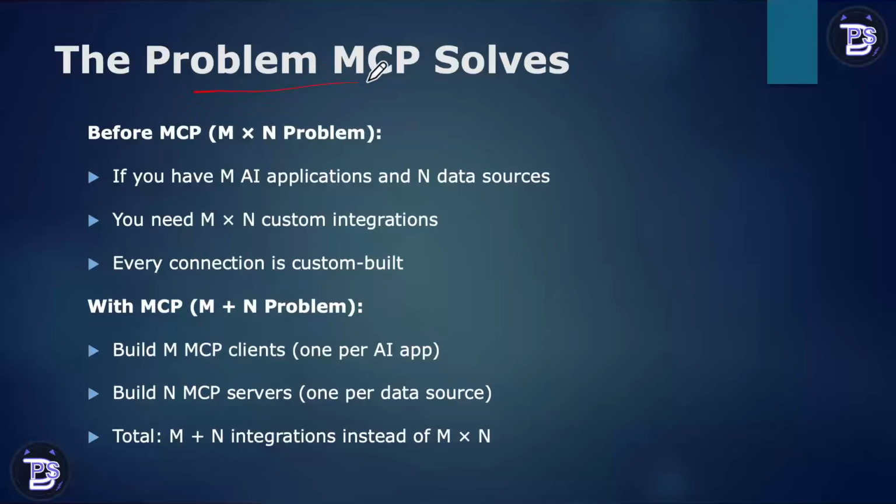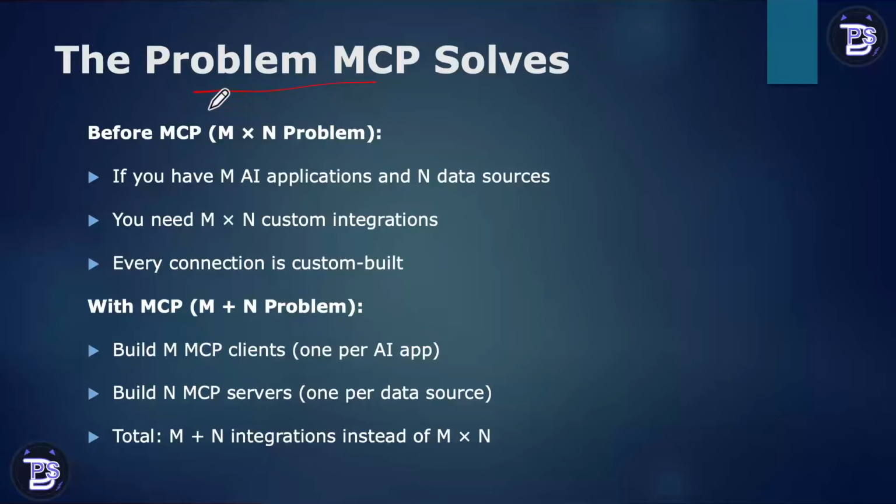What is the problem that we had before MCP came into the picture? Because we have been hearing the term AI, we have been hearing RAG, we have been hearing AI agents. But what exactly was the problem with those agents and why did MCP have to come?